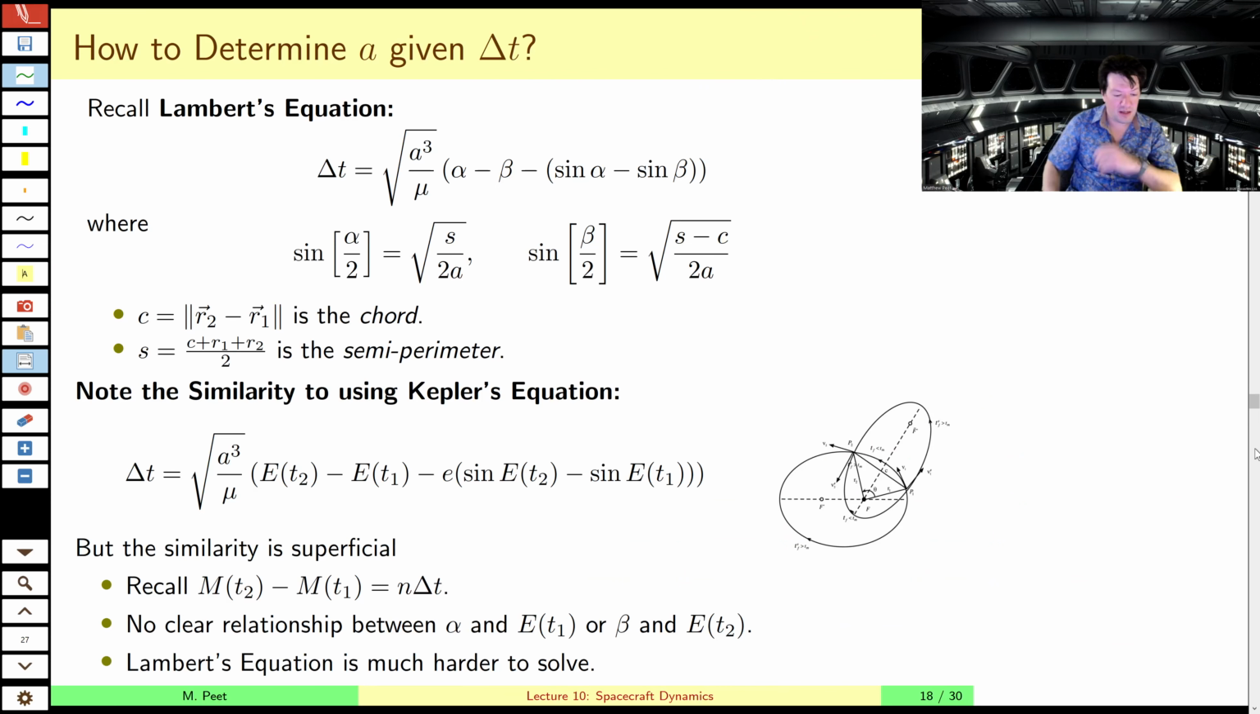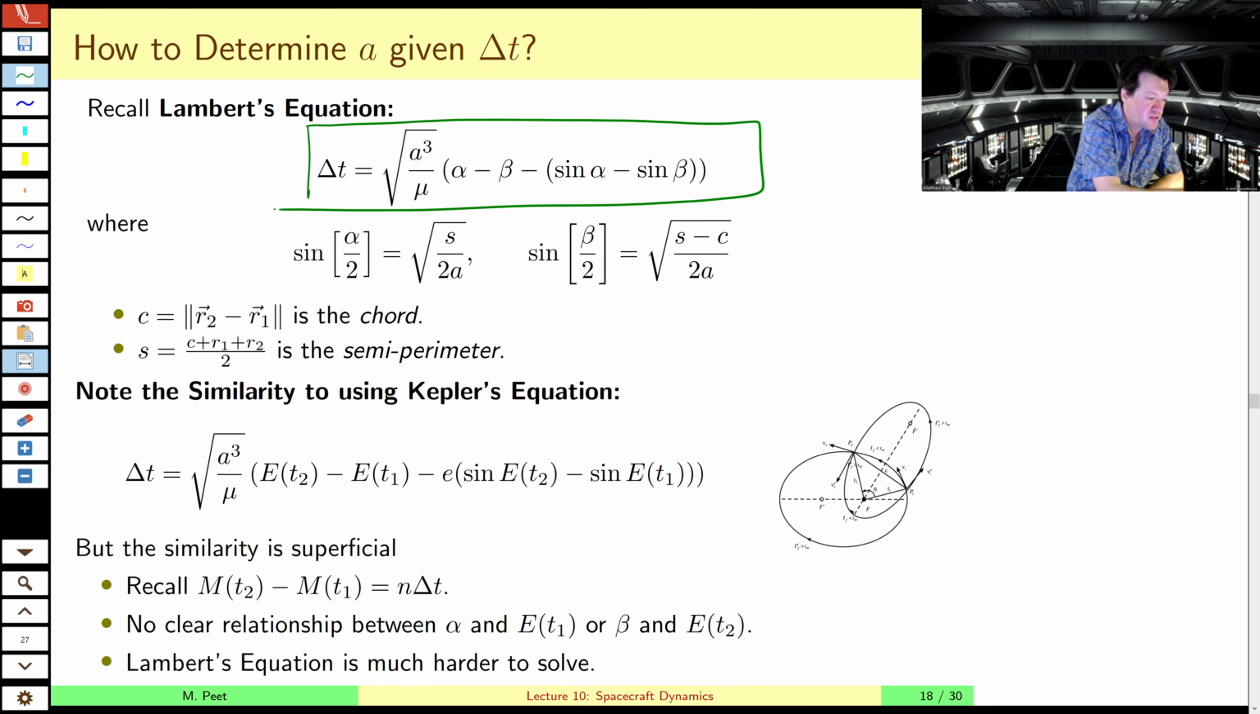So again, now that we've examined the problem, let's go back and solve it. And so we're getting set up here for the next lecture. But before we get started with that, we'll just go back to illustrate the problem we're solving, which is Lambert's equation. So that's Lambert's equation. And the problem is, of course, given delta t, find a.